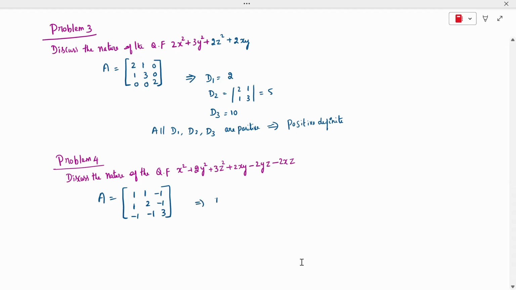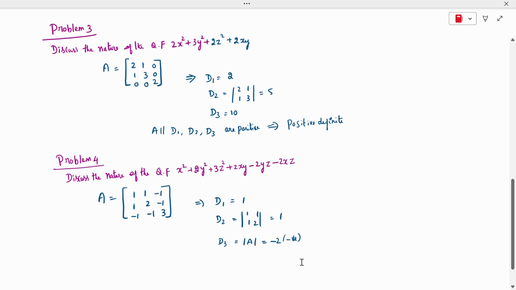From this find out your D1. D1 is nothing but 1. D2 is nothing but the first 2 cross 2 matrix, so 2 minus 1, 1. Same way D3. D3 is nothing but the determinant of A. Using a calculator, you can calculate it. So I am getting minus 2. So negative I am getting.